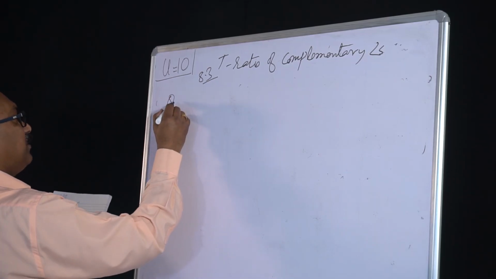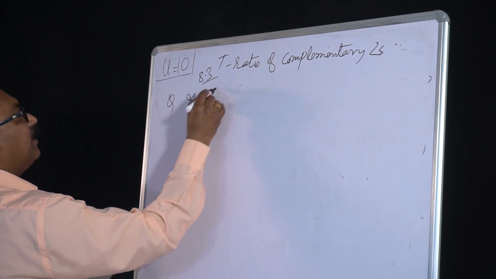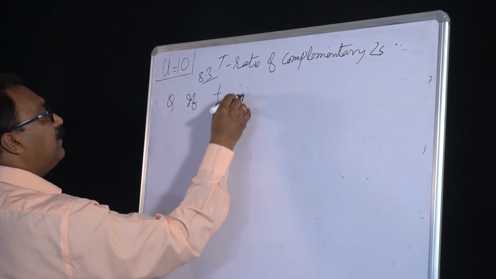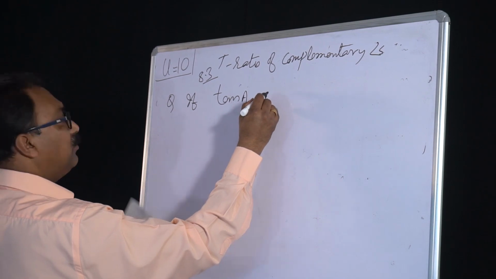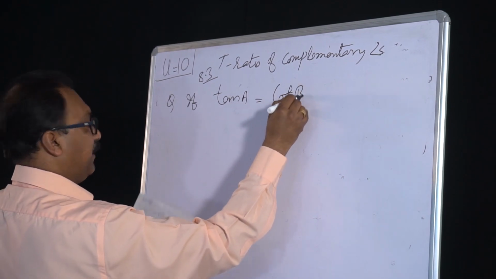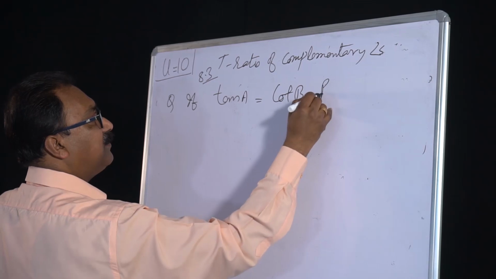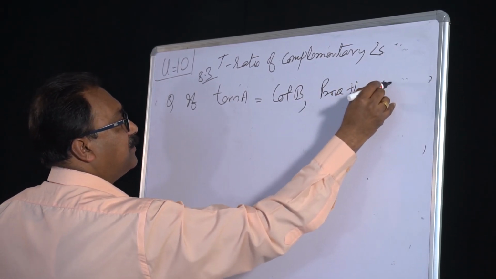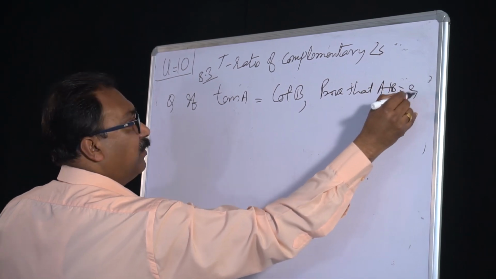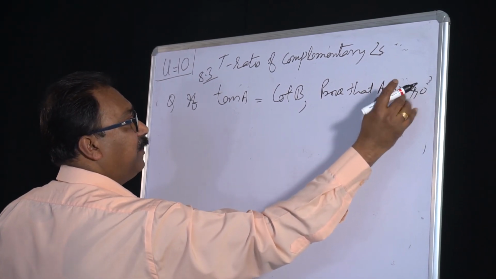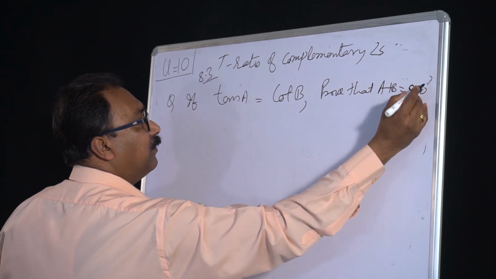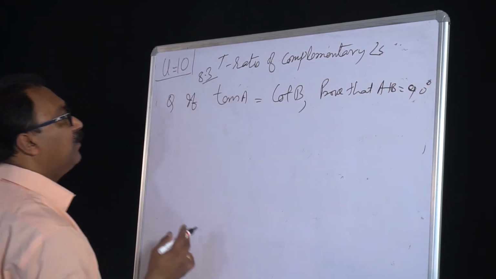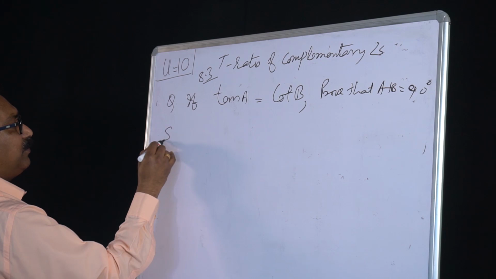So another question. If tan A equals cot B, prove that A plus B equals 90 degrees. Okay, 90 degrees. So in the solution part, what will we do?